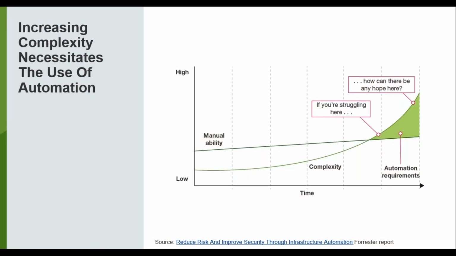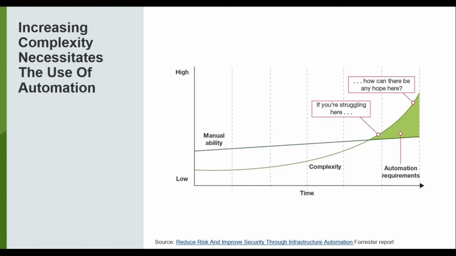So my colleague Chris Gardner and I did a report a couple of years ago talking about reducing risk and improving security through infrastructure automation. And Chris came up with this fantastic graph right here that demonstrates the speed and rapidity of application deployment and the way that we're managing infrastructure across all of these things, right? And how do we keep up with that in security with this manual capability?